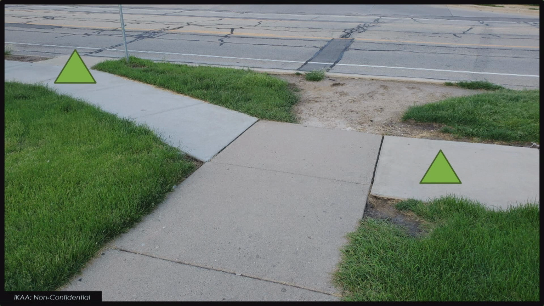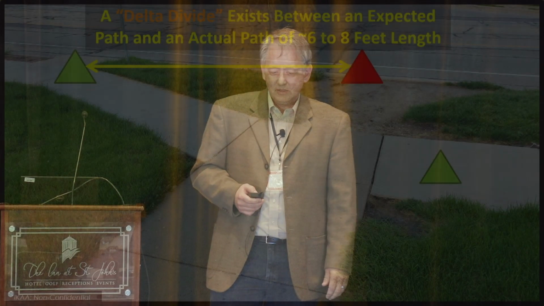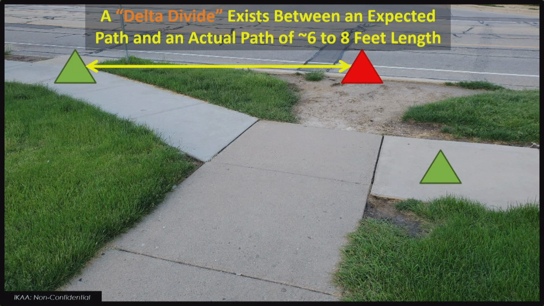And so you can see what the design intent was here, right? You can either go left or you can go right to cross the road, but that's not what people are doing. The behavior is that people are going straight across. You can tell by just the way that the grass is being worn out to the dirt there. Now, what's wrong here? Okay, is there anything wrong? Probably not. But there's this delta divide that you can see.